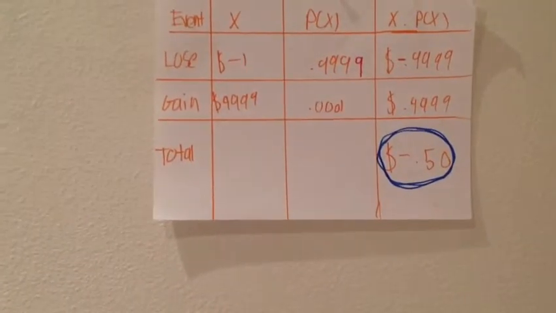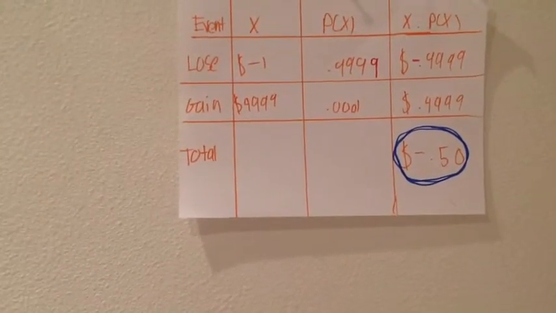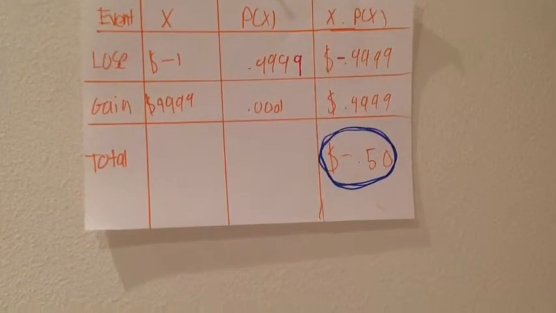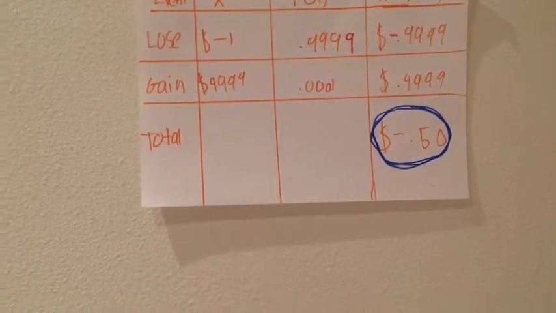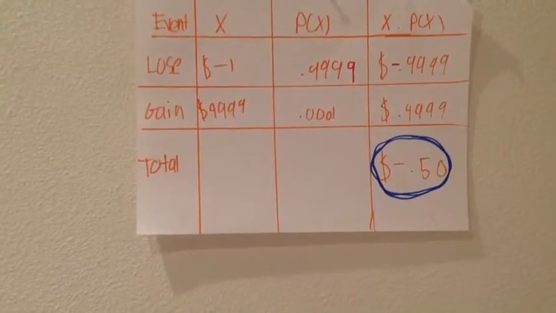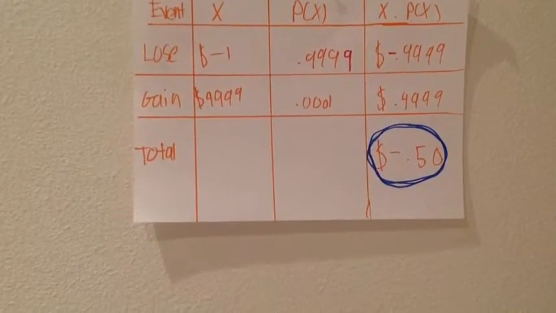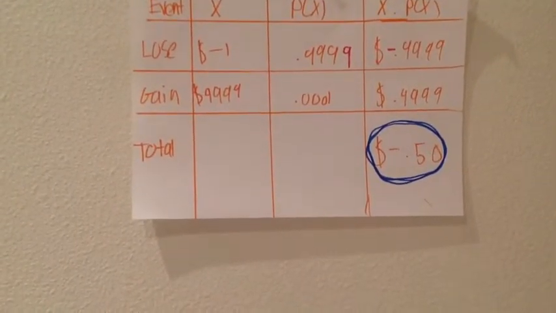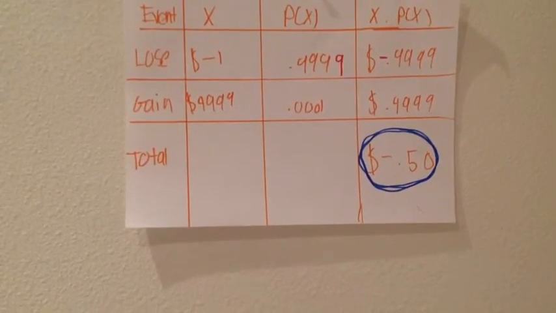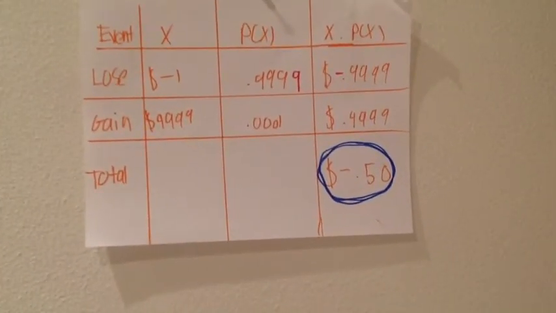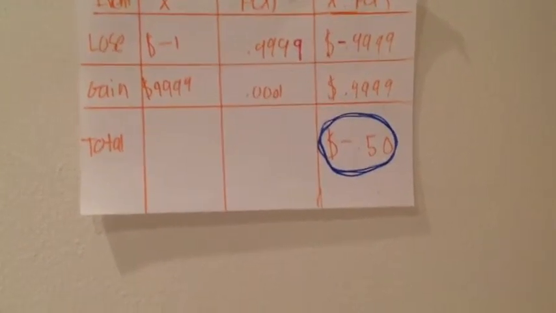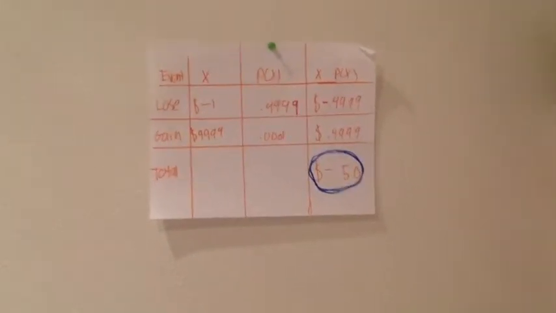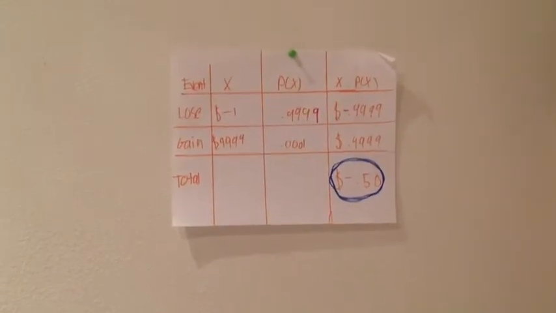Next, to find the expected value, what you want to do is x times p of x for each row. For the first one, you multiply x times p of x and you get negative $0.9999. Next, you multiply the next row down, which is the winning, and you get $0.4999. Then we add those two x times p of x values up, and you'll get negative $0.50, which is the total and your expected value. So here's all the work. See it again, pretty simple.